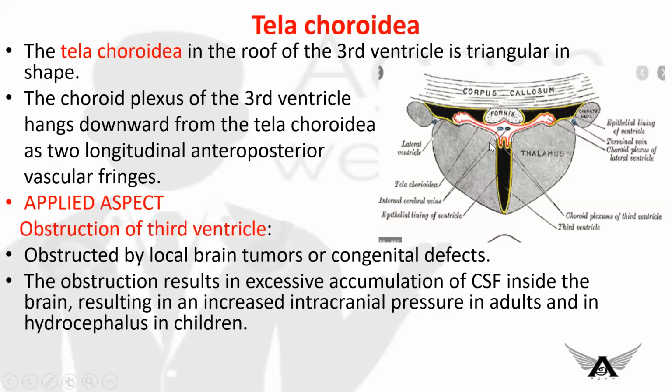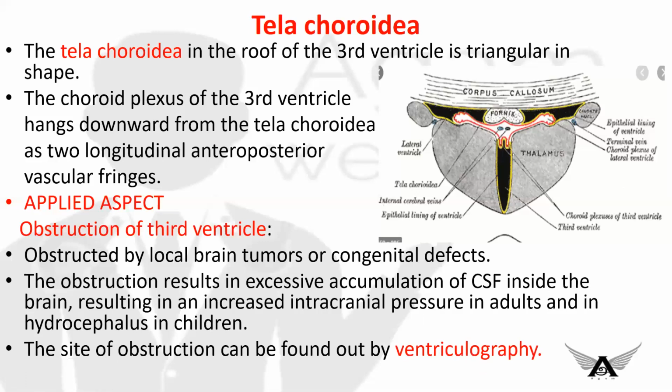We'll go for an example. Suppose you have a water balloon with water in it. If you fill more water into that balloon, the pressure will increase and it will burst. Like that, the obstruction results in excessive accumulation. Because of the obstruction, CSF cannot go to the subarachnoid space, so accumulation of CSF occurs in the third ventricle, resulting in increased intracranial pressure in adults and hydrocephalus in children. The site of obstruction can be found by ventriculography, a method to find out the site obstructed by the local brain tumor. So here ends the third ventricle.